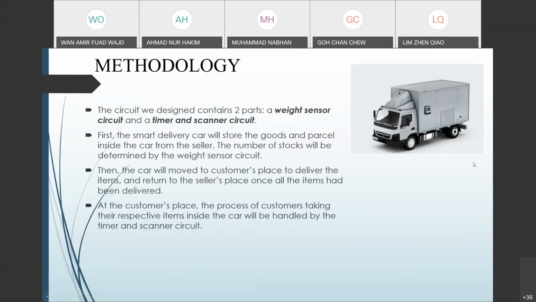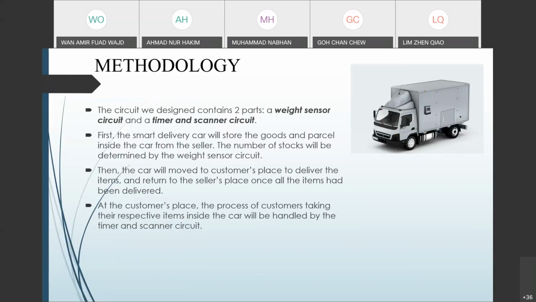The circuit we designed consists of two parts, which are a weight sensor circuit and a timer and scanner circuit. We designed this through the idea we planned, which is first, the smart delivery car will store the goods and parcels inside the car from the seller. The number of stock in the car will be determined by the weight sensor circuit. Then the car will move to the customer place to deliver the item and return to the seller place once all the items have been delivered to receive another batch of order and deliver it again and again.